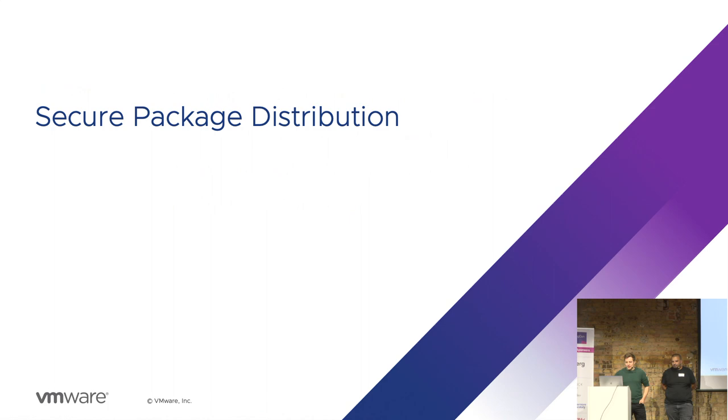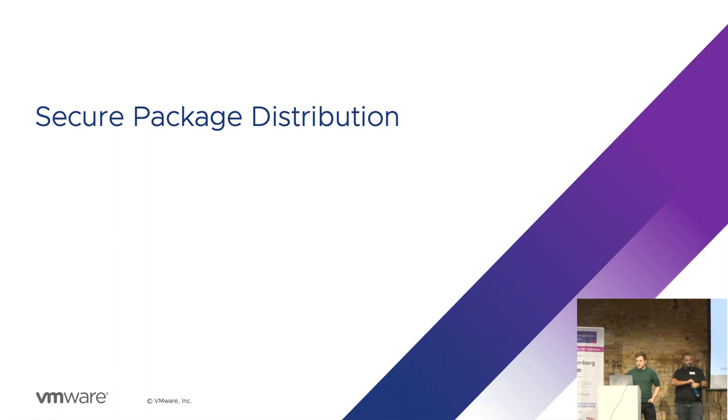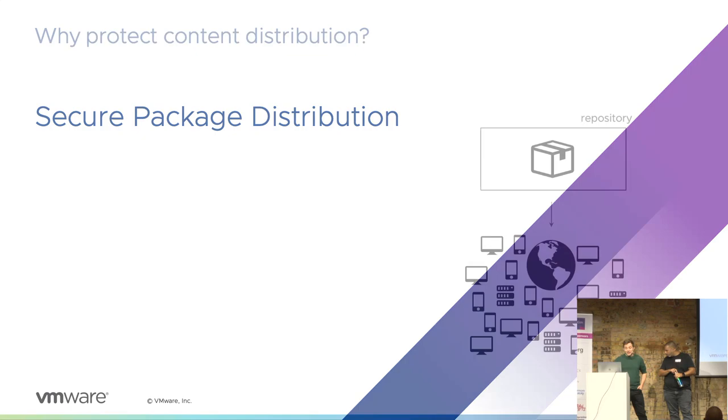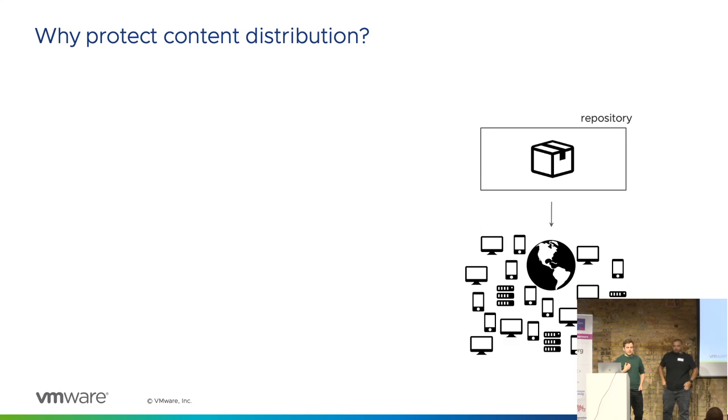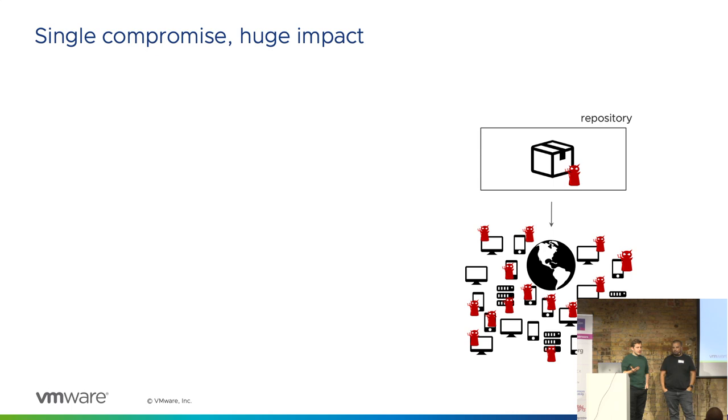But let's start with secure package distribution. And thanks to Max and Gary for providing the numbers to support this claim. Secure package distribution is important because the distribution platform is where things get multiplied. So if you have one artifact that is compromised on your distribution platform, you potentially have millions of end-user devices or servers where things get deployed, medical devices compromised as well. So this huge impact of a single compromise makes it very attractive for attackers.